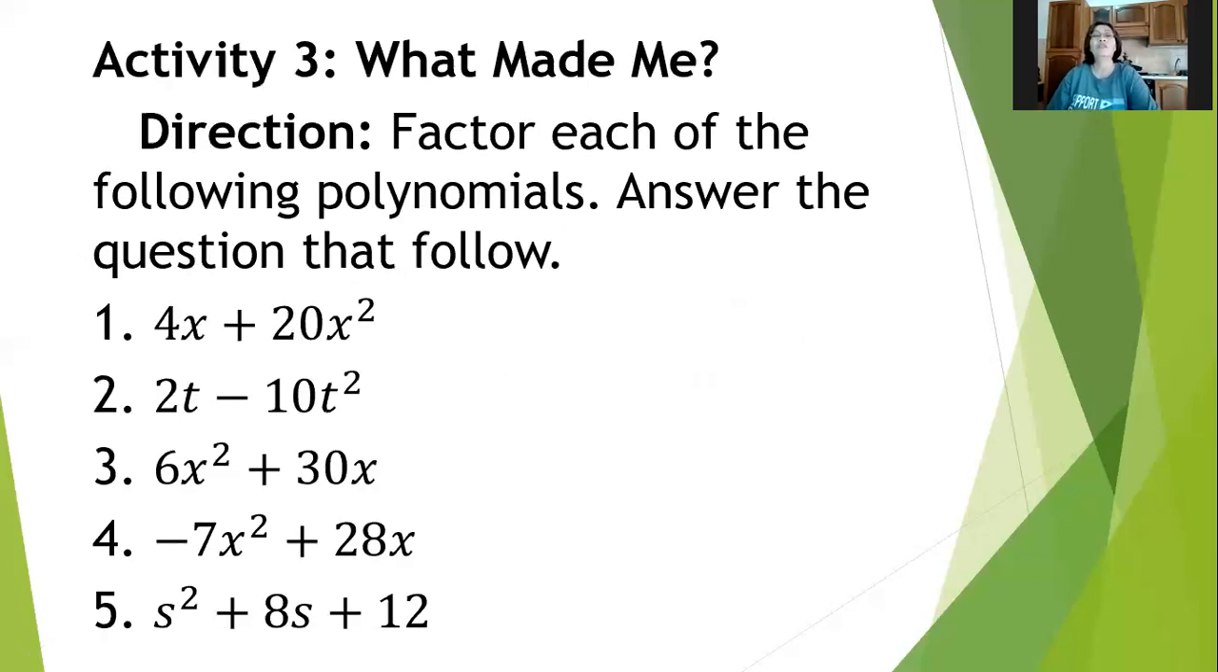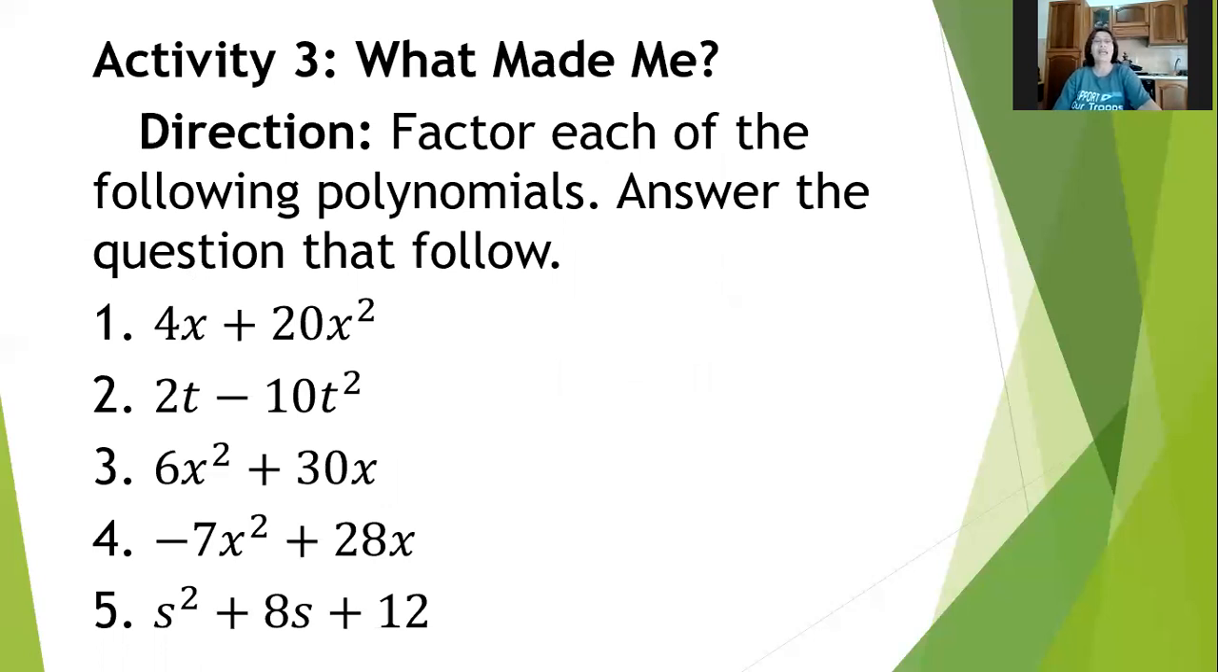Now, Activity 3, "What made me?" Direction: Factor each of the following polynomials. Answer the question that follows. Number 1, 4x plus 20x squared. You have to find the common monomial factor.